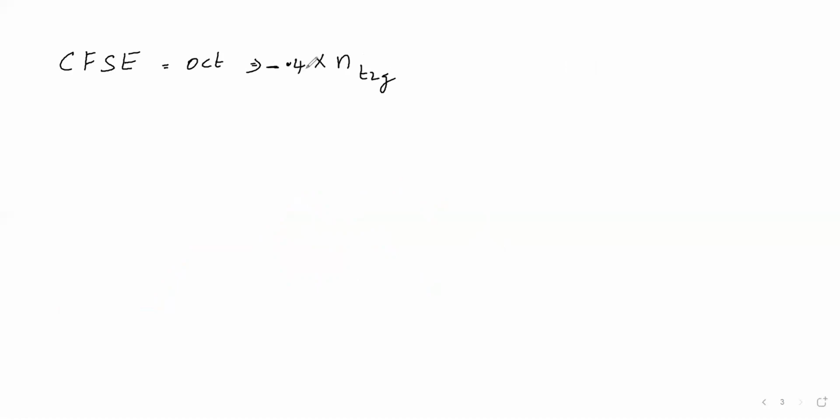Why? Because T2g energy is lowered from the barycenter. Then the Eg set contains how many electrons, you take that and multiply with 0.6, and for that you give a plus symbol, because the Eg set has higher energy than the barycenter. Therefore, this sum will give the crystal field stabilization energy for octahedral complexes.